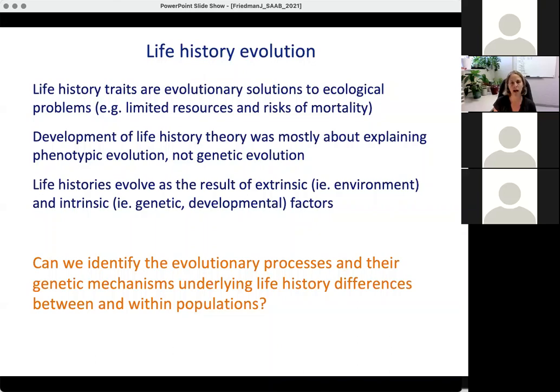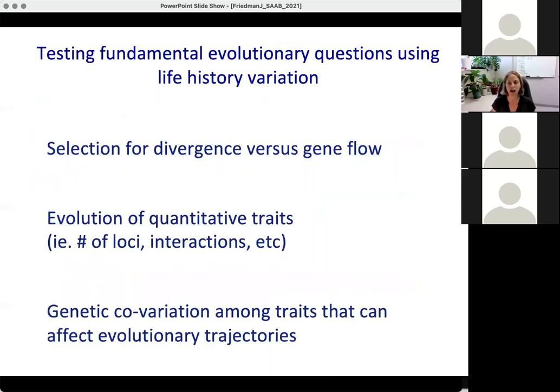We use this framework of life history variation to address fundamental evolutionary questions. Within this talk, I will discuss processes like selection for divergence versus the effects of gene flow, which will homogenize populations. We'll also talk about the evolution of quantitative traits and some of the underlying mechanisms and architecture. So things like how many genetic loci contribute to the trait variation we're seeing, how those genes interact, and what the genetic correlations and covariation among traits are that can potentially constrain evolution. It's these types of fundamental evolutionary questions that we're at the core interested in, and we use all of this life history variation to try and address them.